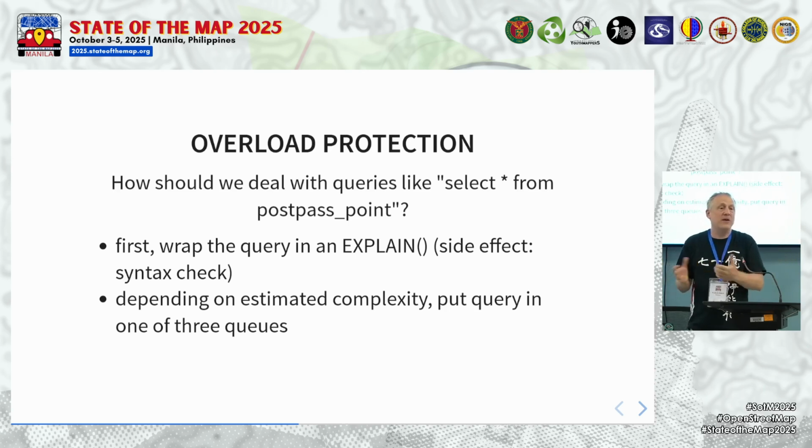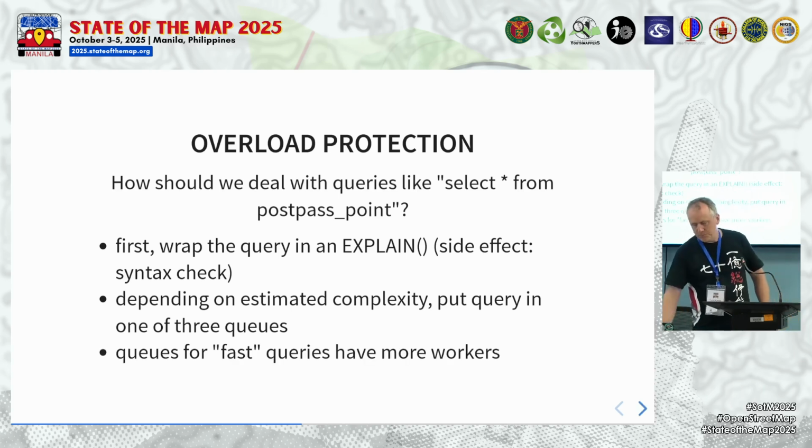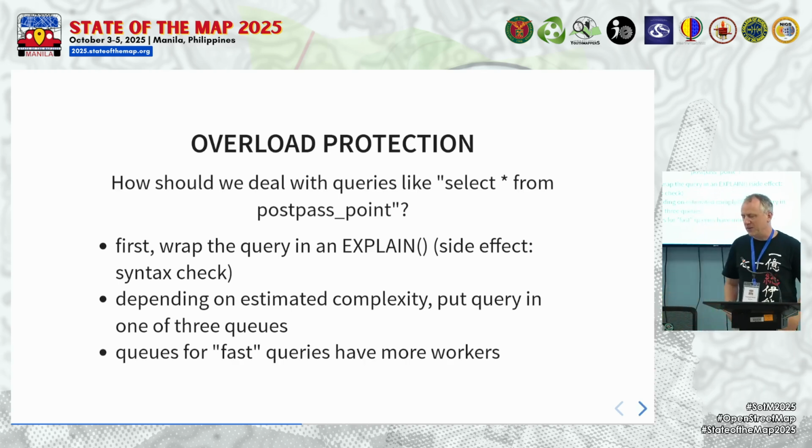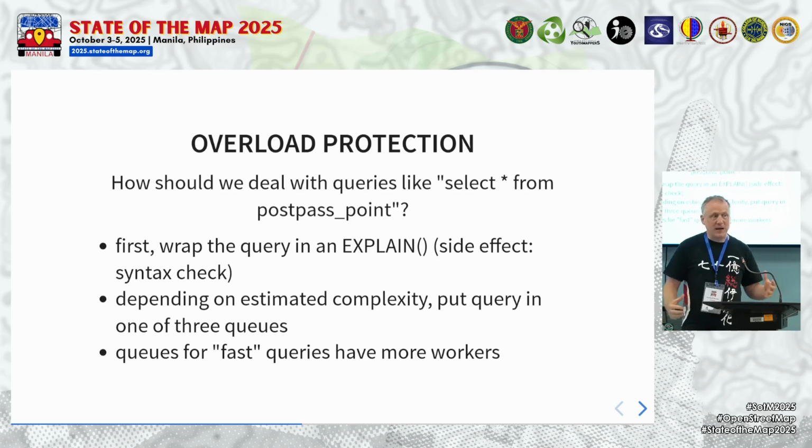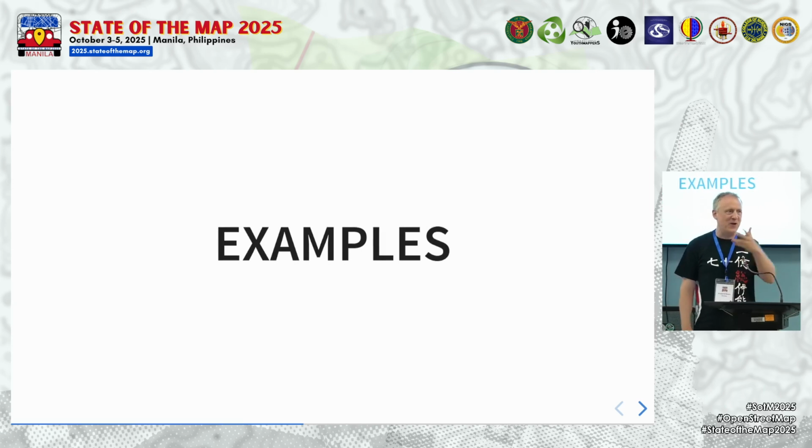And if you make a query like select everything from everywhere, then you will basically sit behind all the other people who have made similar queries, and it will take longer. Yeah, queues for fast queries have more workers. That's how it works, and until now it works reasonably well. I don't know what you will be doing after the talk.